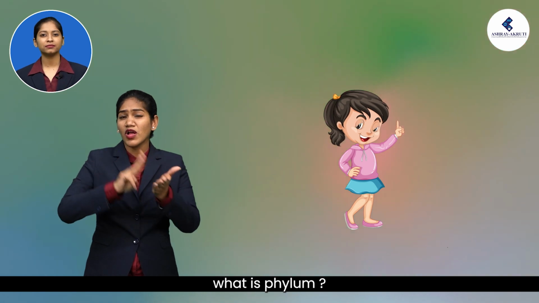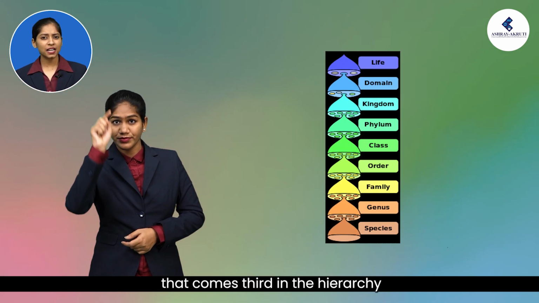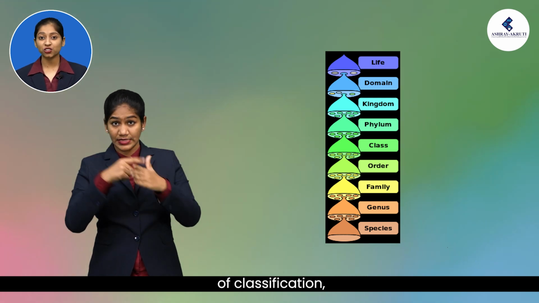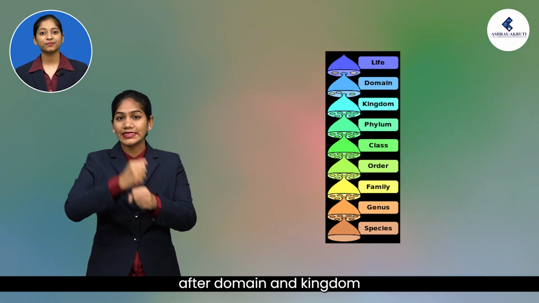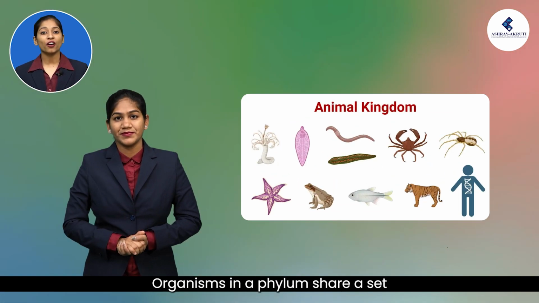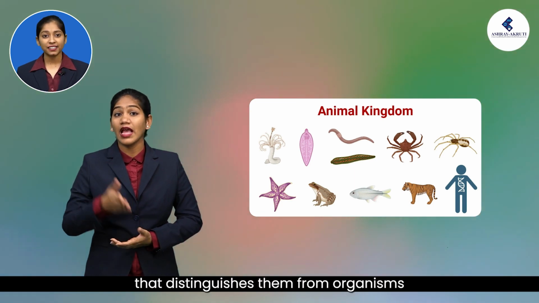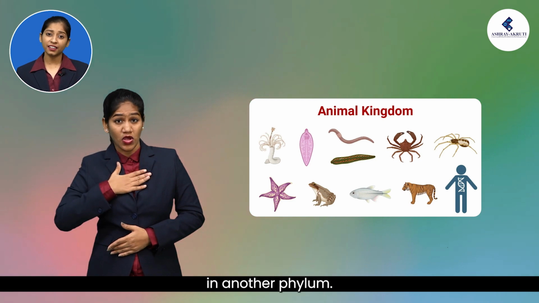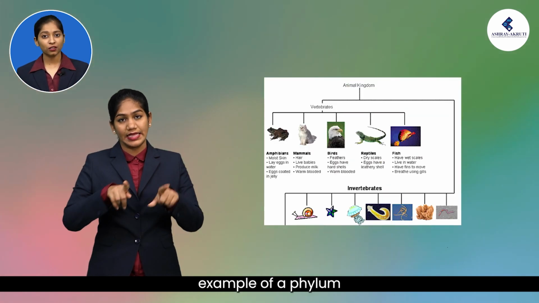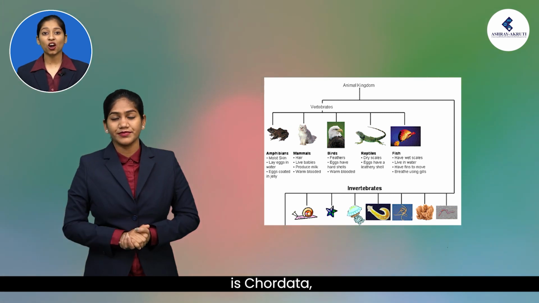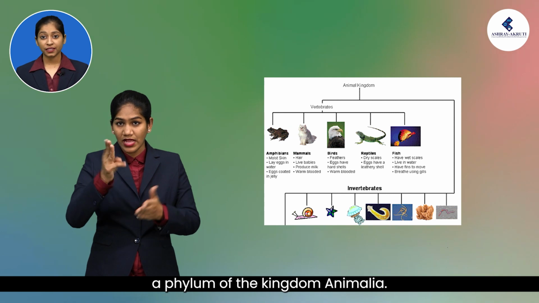What is phylum? Phylum is a taxonomic ranking that comes third in the hierarchy of classification after domain and kingdom. Organisms in a phylum share a characteristic that distinguishes them from organisms in another phylum. Example of a phylum is Chordata, a phylum of the kingdom Animalia.